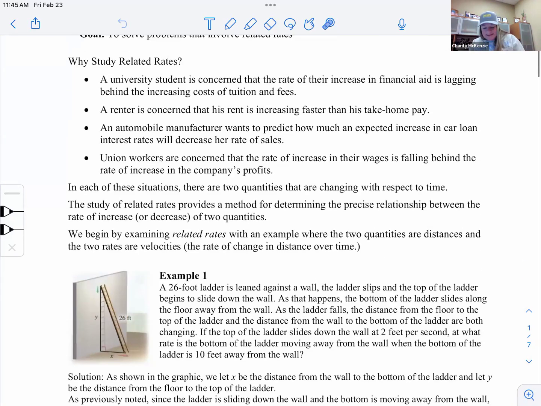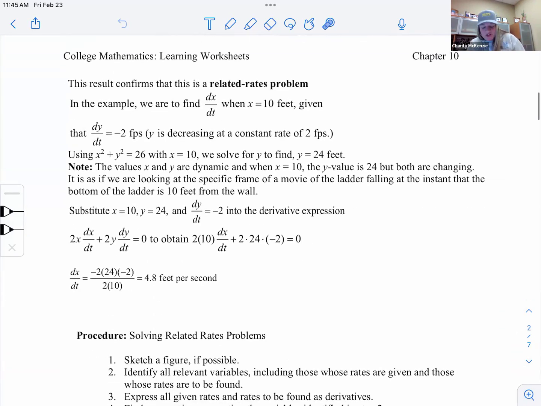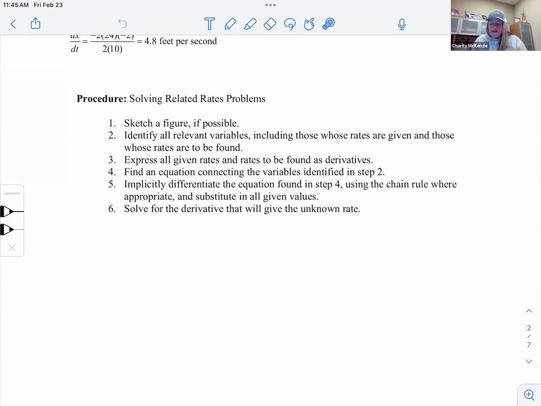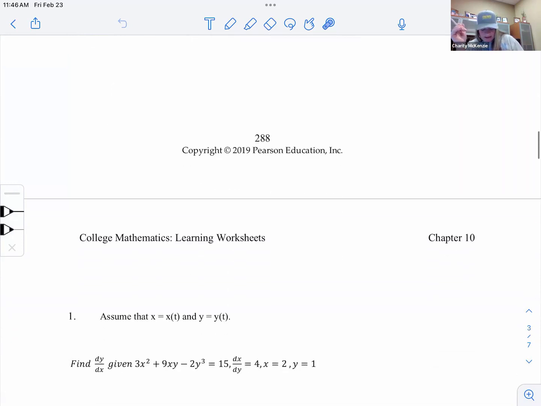Okay, so I put an example in here and I walked through the whole thing typing wise, just so you have that. I also went through a procedure. That's for you, you can read through it. Sketch a figure if you can. Identify your relevant variables, those whose rates are given and those whose rates need to be found. Express all given rates and rates to be found as derivatives. So we're going to do implicit differentiation on them, and that's what these steps are saying.